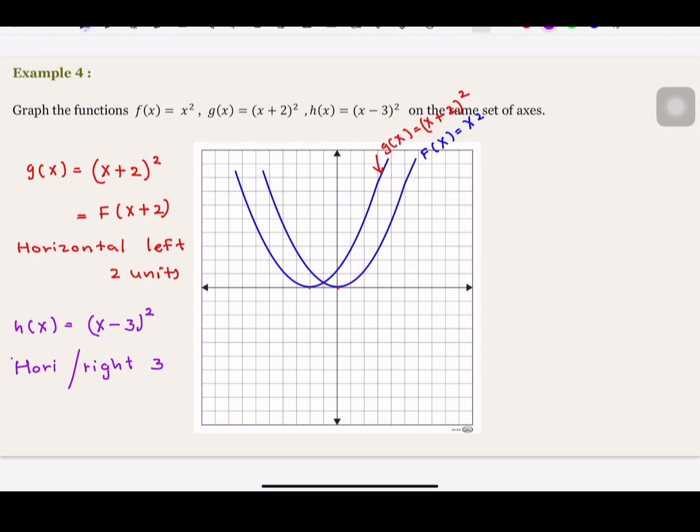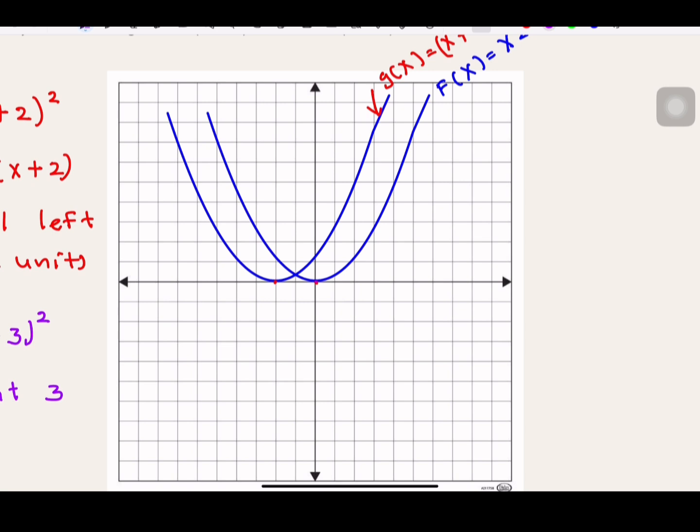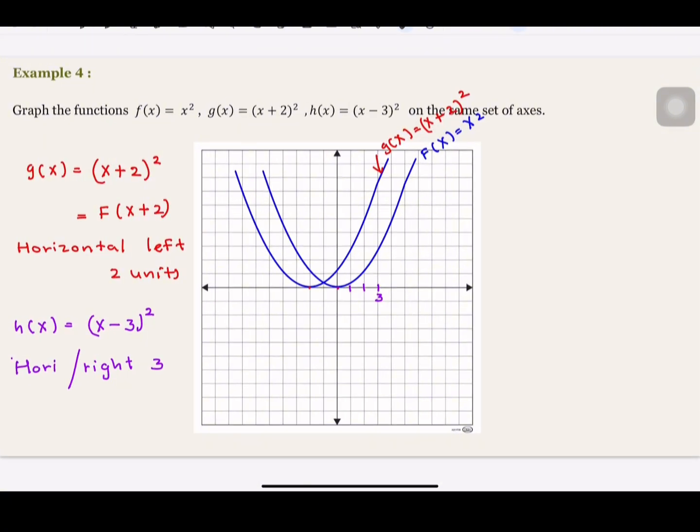Okay, so that means if you take this origin over here, it's going to move 3 units, which is over here. So you have to move this point into this. To do that, I'm going to copy this exact function, and then move the vertex over here. So this curve represents my h of x, which is (x negative 3) to the power 2.